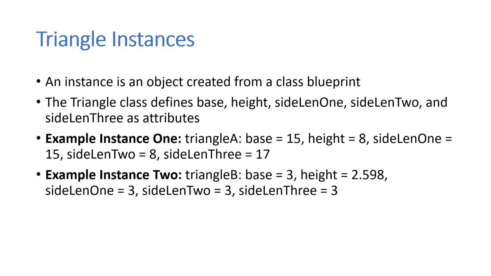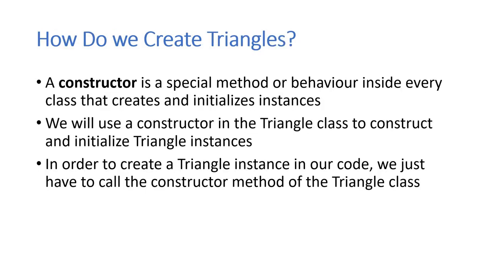So how do we create these instances? We use a special method or behavior called a constructor. Every class has a constructor, and it's how we create and initialize each triangle we want to use in our program. It's how we can create triangle A with specific base, height, and side length values, and then construct triangle B with different attribute values. We call this a special function inside the triangle class.